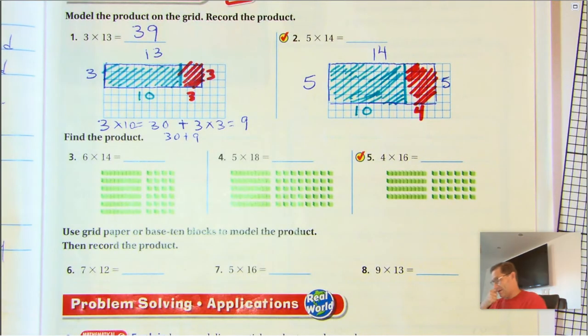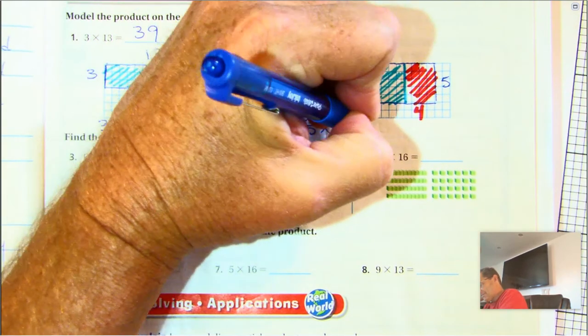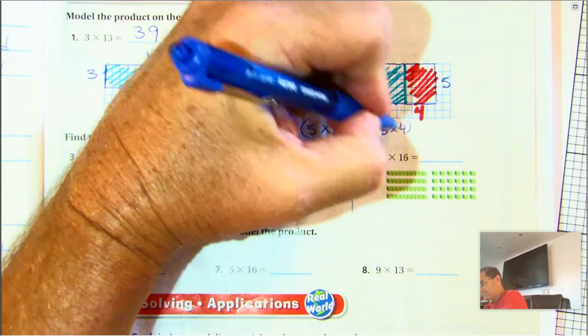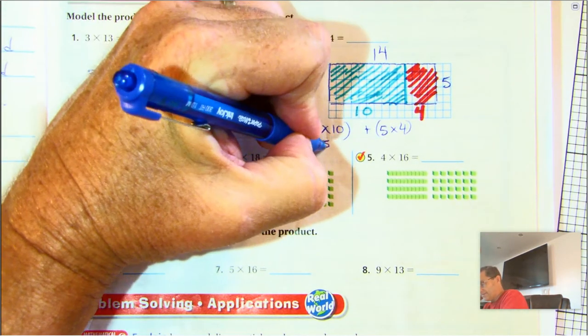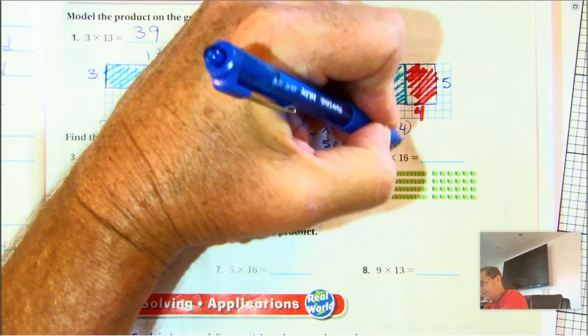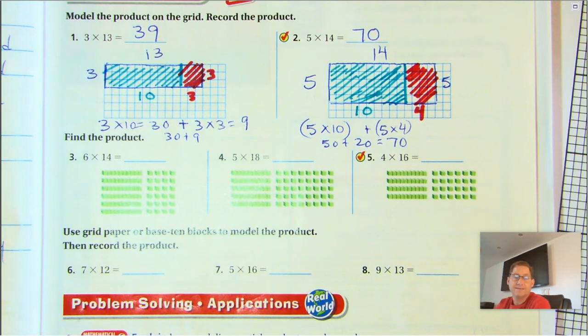So my two smaller rectangles will be 5 times 10 plus 5 times 4. 5 times 10 is 50, plus 5 times 4, which is 20. And we get an answer of 70. We get a product of 70.